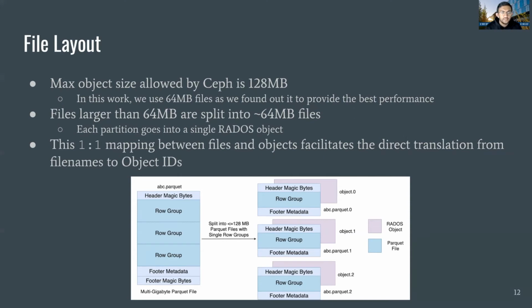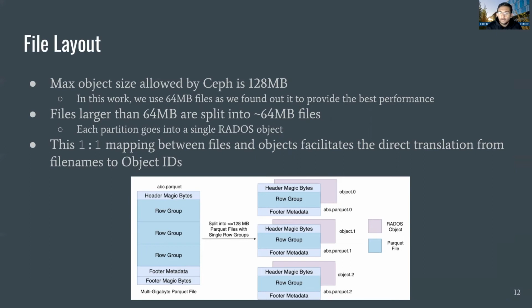What we do is that when files are smaller than 64 MB, we just write them as they are. And if files are larger than 64 MB, then we take these files and split them into files of approximately 64 MB size. Now we ensure that each of these partitions goes into a single RADOS object. Why do we need to ensure that? This is because we try to get a 1:1 mapping between files and objects that would facilitate the direct translation of file names to object IDs.